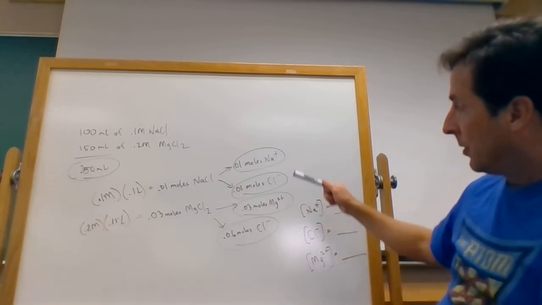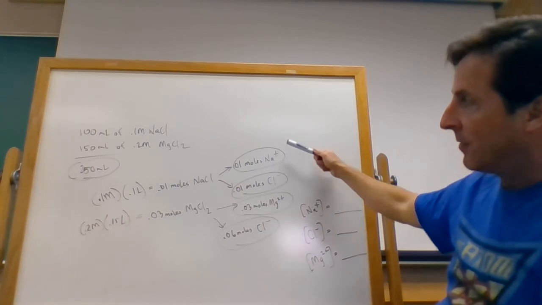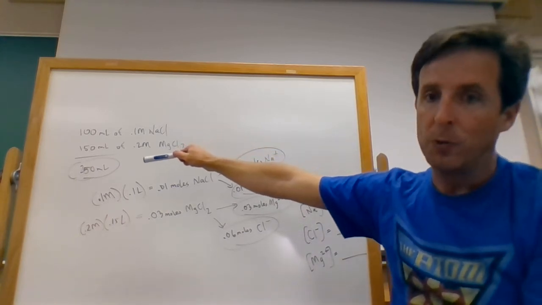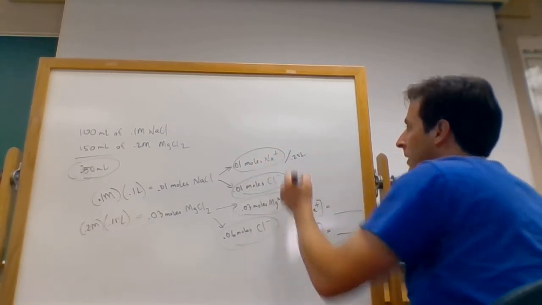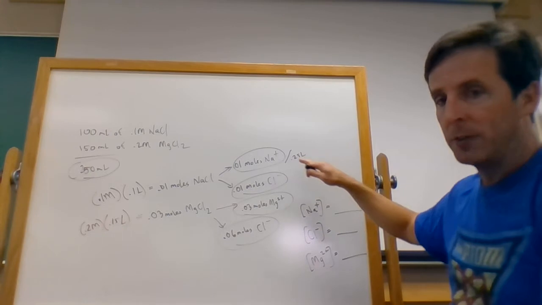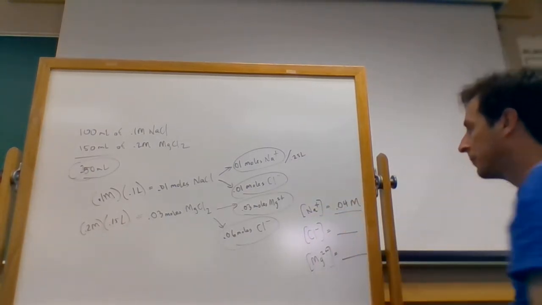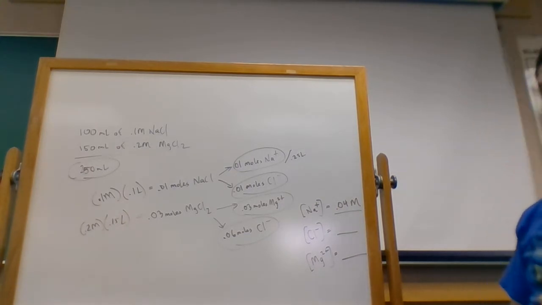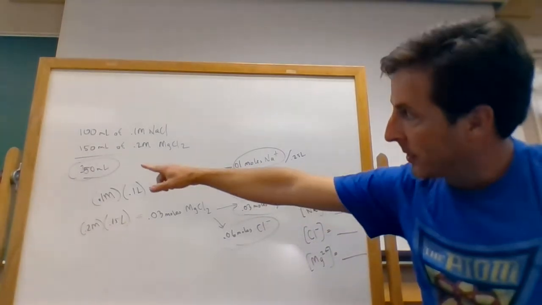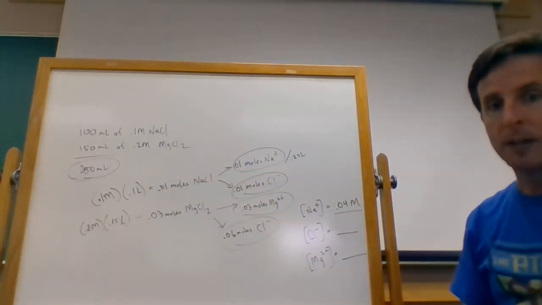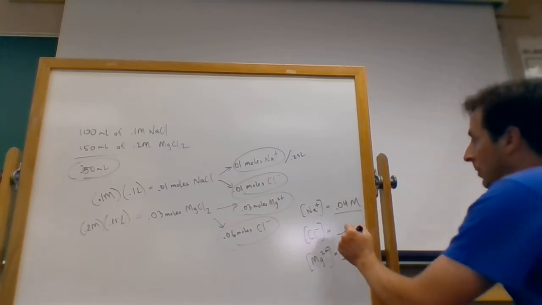So, sodium, the only sodium I see is this, it's 0.01 moles. If I divide it by my total volume, which will be 0.25 liters, 0.01 divided by 0.25 liters, the concentration of sodium is going to be 0.04. For magnesium, 0.03 divided by 0.25 liters will give you the concentration. I think that should be 0.12.